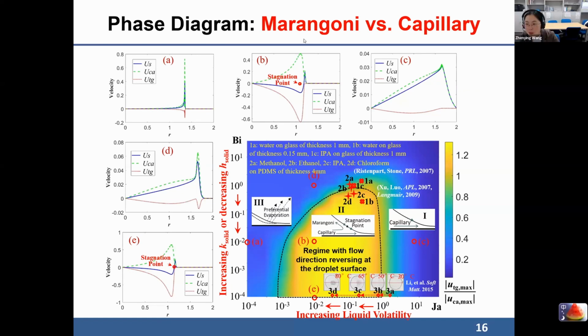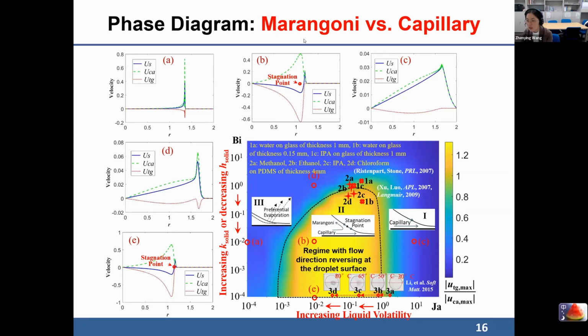The effect of liquid volatility: estimate the timescale of the onset of thermal and solutal flow and how it would affect the transient. Oh yeah, I see. From my point of view, the time scale can be very small.